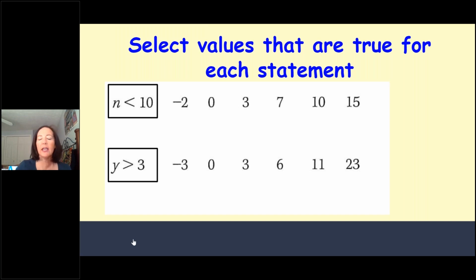Okay, so now we're going to select values that are true for each statement. I'm going to have Danielle do the top one. If this was a multiple choice question and the inequality is n is less than 10, tell me which of these numbers you would circle. n is less than 10. I will circle the -2, the 0, the 3, and the 7. Perfect. And Tylisha, if you saw y is greater than 3, what are the values that I have listed that are greater than 3?